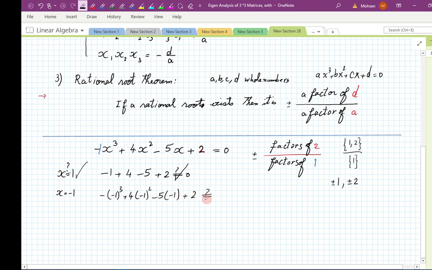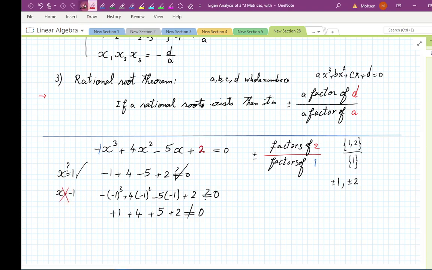So this is a question for us. Is that right? This becomes plus 1, plus 4, plus 5, plus 2. Definitely not 0. Everything is positive. You could have told from the alternating sign there that this thing is not going to work. So that, you can draw a red line on that. That didn't work. So some of them do, some of them don't. In the worst scenario, none of them. So x equal to 2. Is that a case?